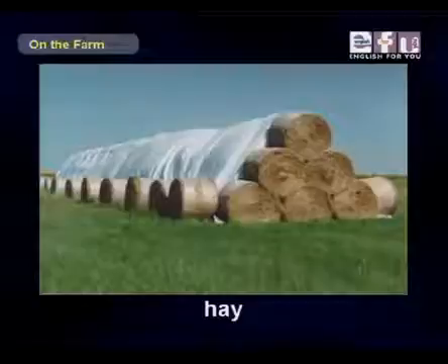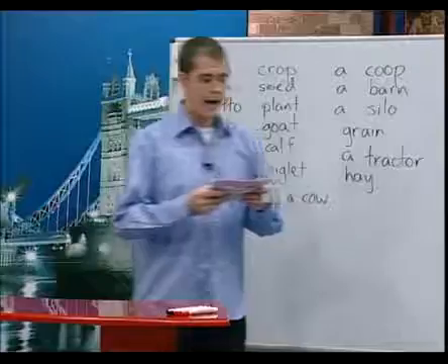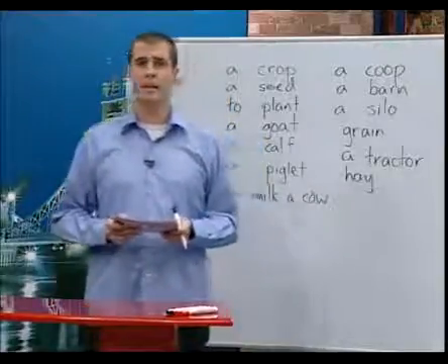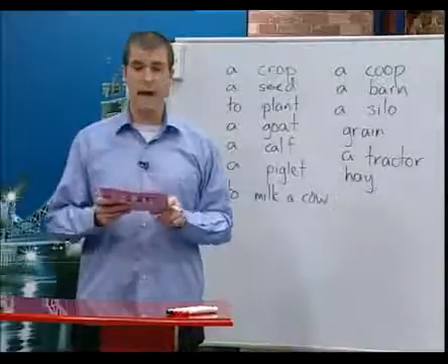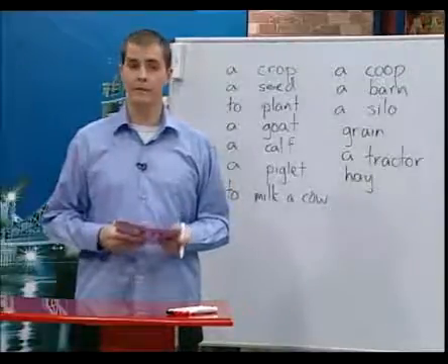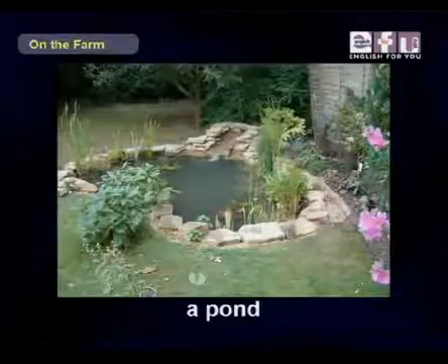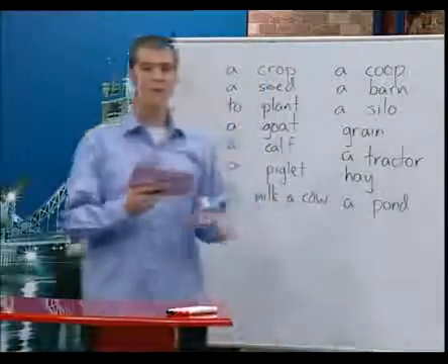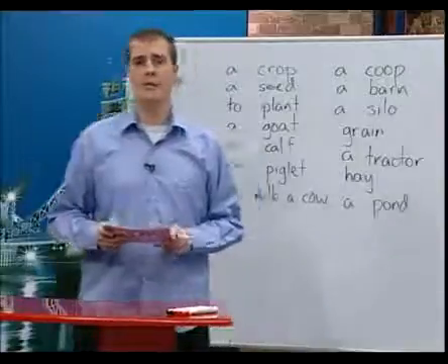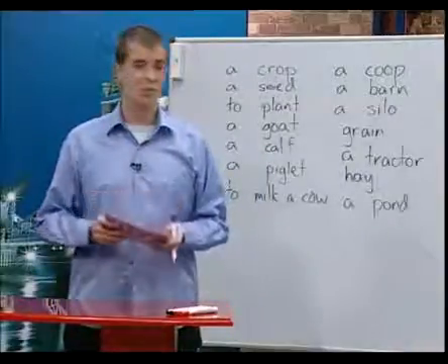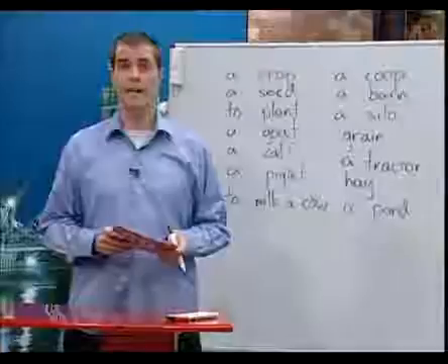A tractor is a strong vehicle with large wheels used for pulling farm machinery. Two more. We have hay. Hay is long grass that has been cut and dried, and it is often used as food for farm animals. And finally, we have a pond. A pond is a small area of still water. There is usually a pond on a farm. So let's repeat these words.